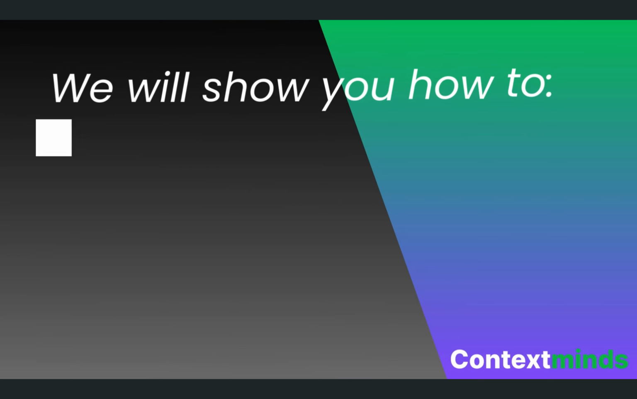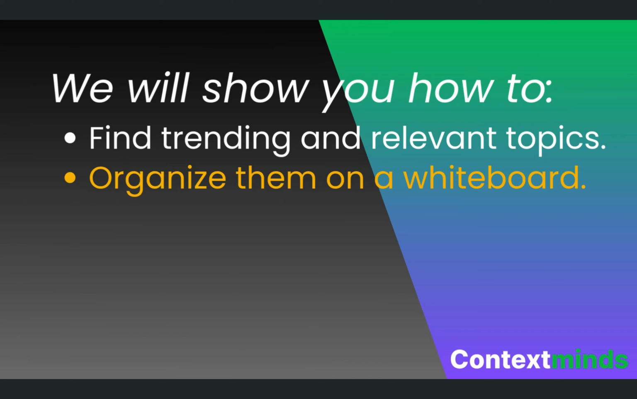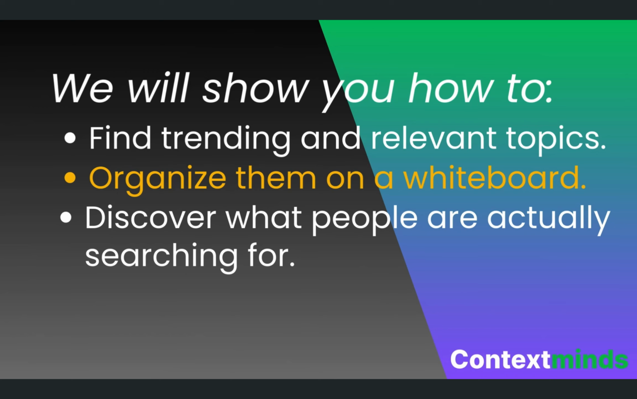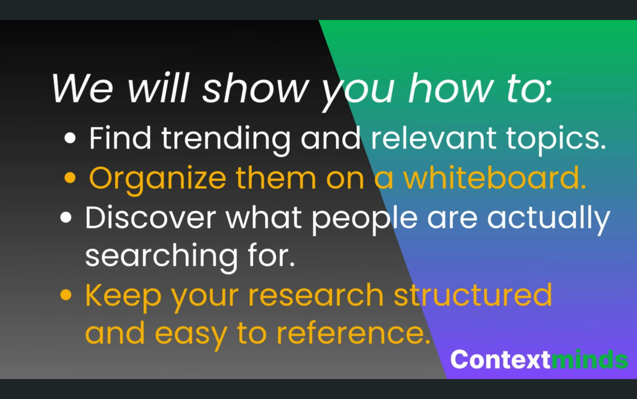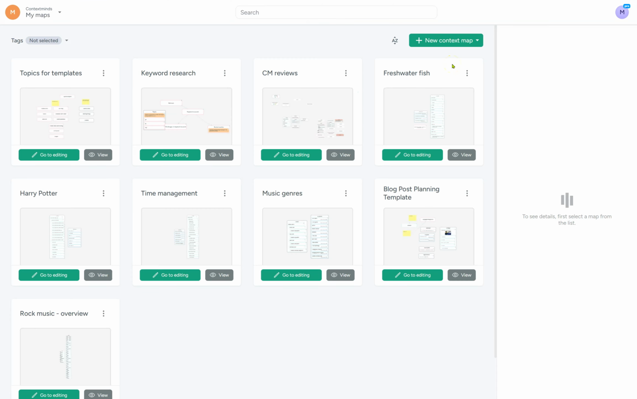In this tutorial, we'll show you how to use ContextMinds to find trending and relevant topics, organize them visually on a whiteboard, discover what people are actually searching for, and keep your research structured and easy to reference. Everything in ContextMinds starts with a whiteboard, your personal space to collect, organize, and expand on ideas.